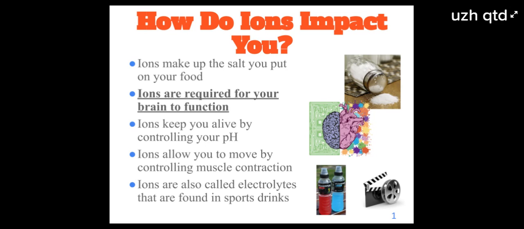You use ions to keep your brain functioning. Neurons actually use sodium ions in their work to create a brain signal. Ions also help you control your pH, which is your acidity, and they allow you to move by controlling your muscle contraction. And if you're an athlete or if you just like the taste of Gatorade or Powerade, this is what they call electrolytes in your sports drinks.